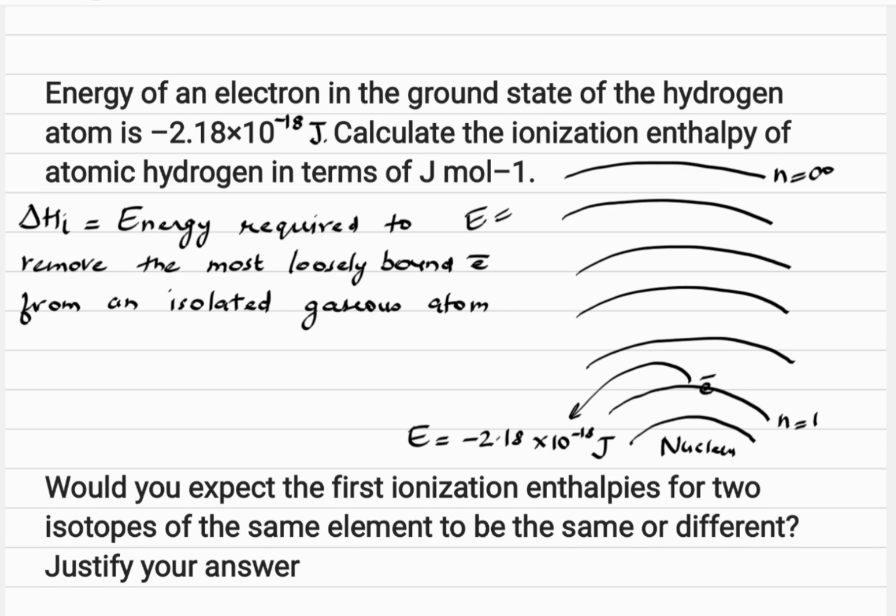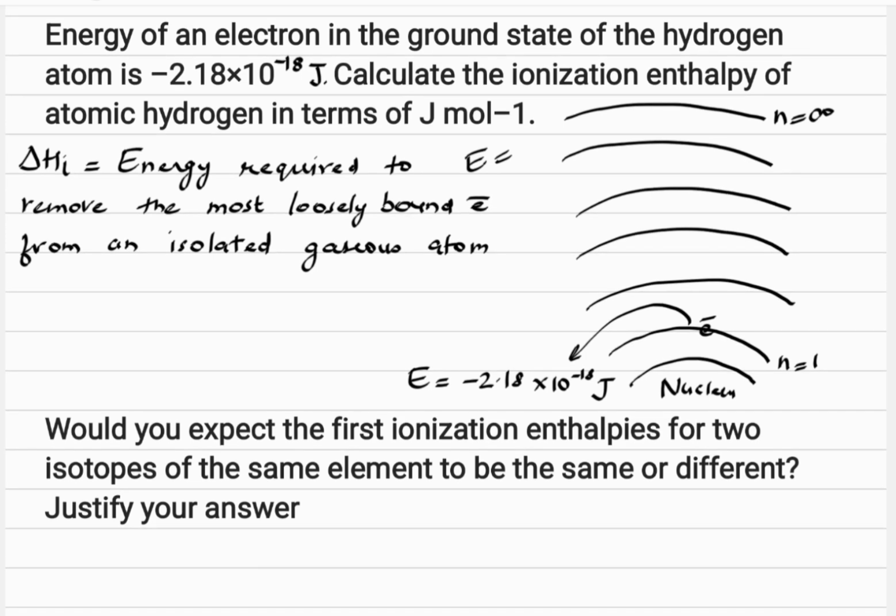Energy of an electron in the ground state of the hydrogen atom is minus 2.18 times 10 to the power minus 18 joules. Calculate the ionization enthalpy of the atomic hydrogen in terms of joules per mole. Now here we have the hydrogen atom situation. If this is the nucleus, this is the first shell, that is n equals 1, and the electron is here. So this is the ground state. Then there is another shell n equals 2, n equals 3, and it goes on.